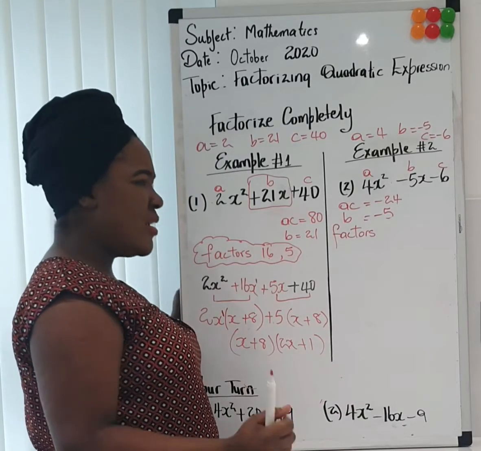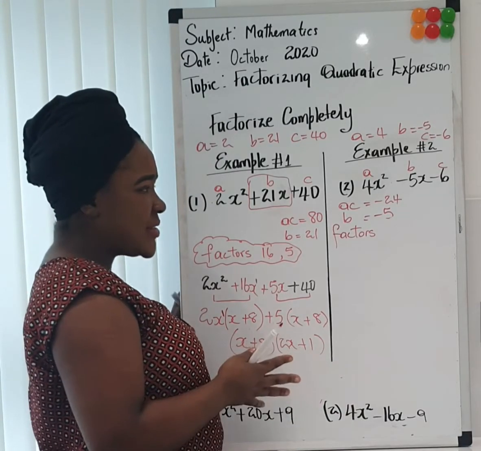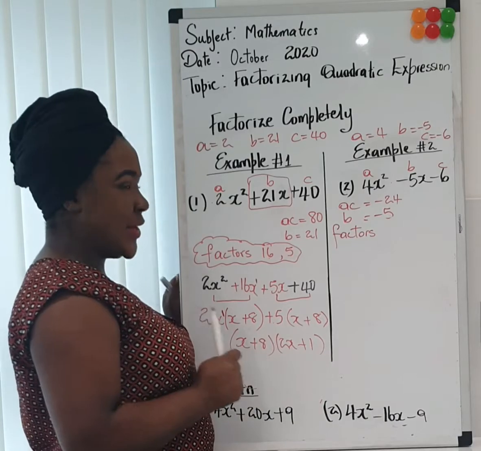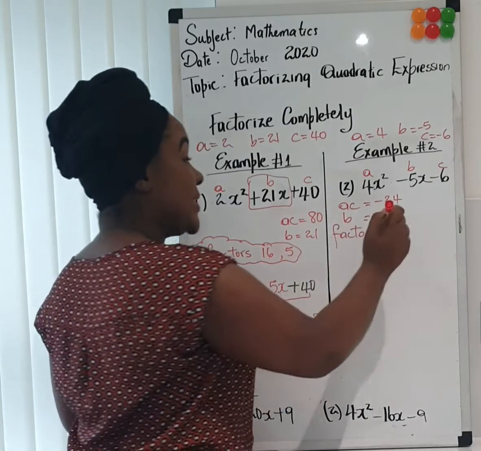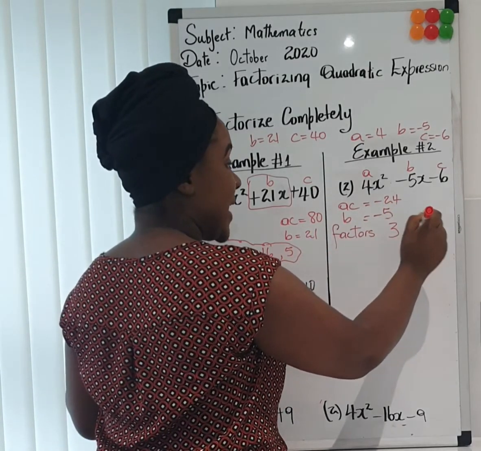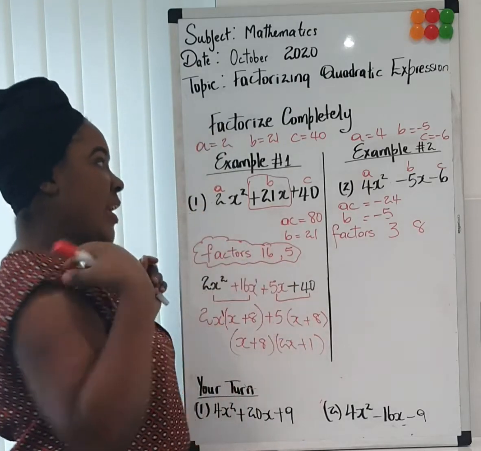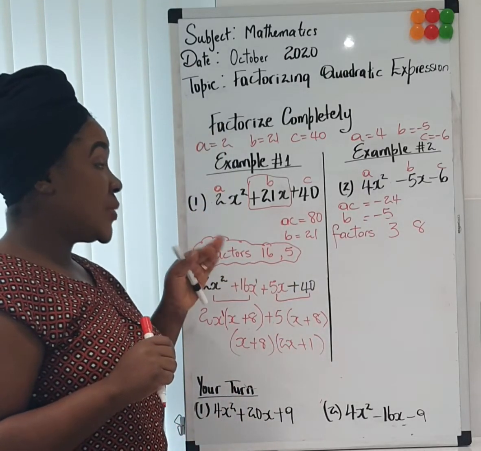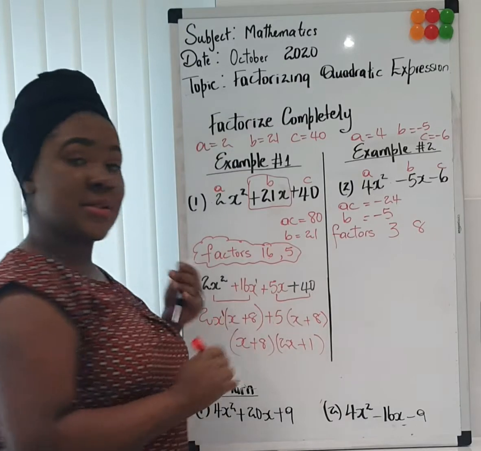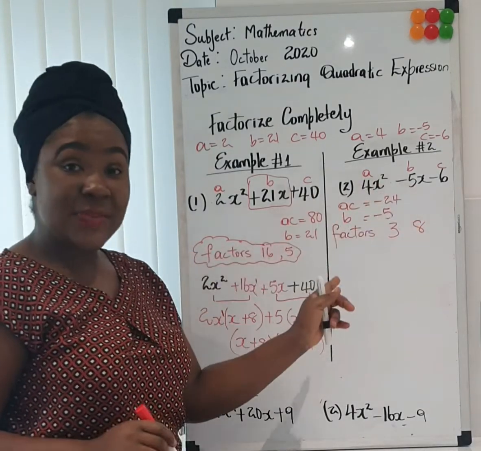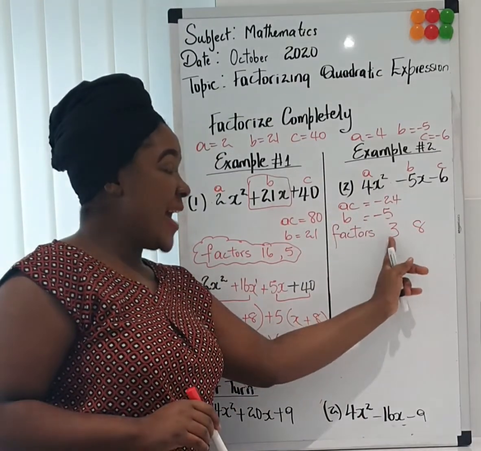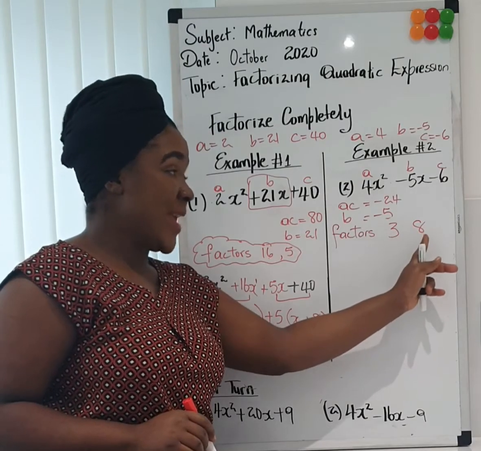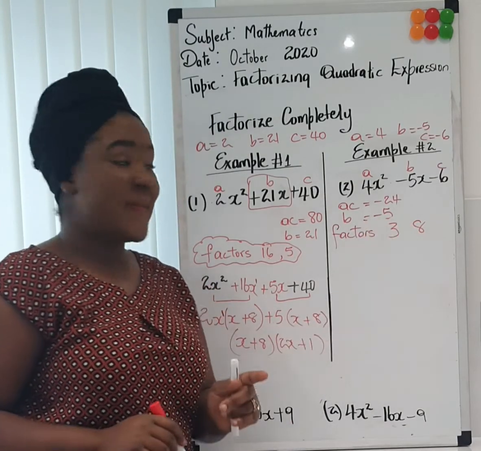This math is so long. Where are the factors? Let's continue. We're about to find them. Let's look at 3 and 8. So when you multiply 3 times 8, we get negative 24. And when we subtract 3 from 8, we get 5.